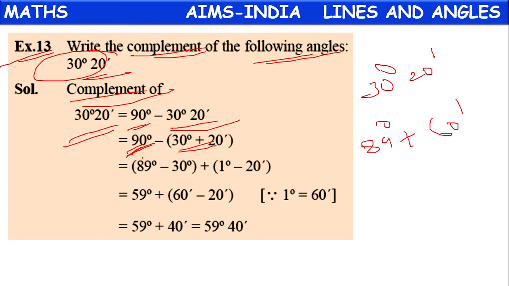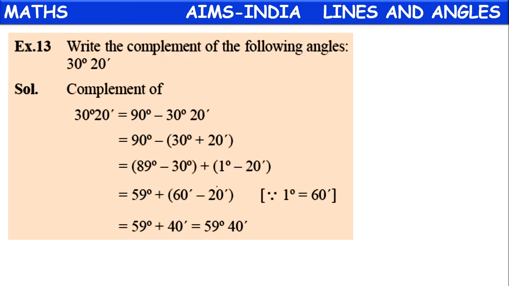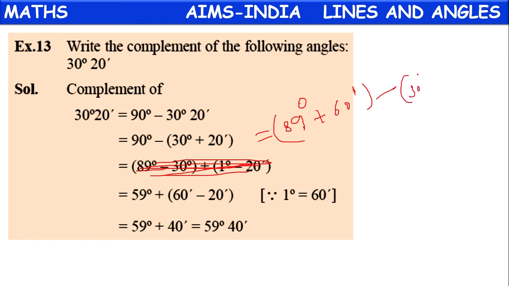One minute, children. Instead of this step, children, this step we can write directly. This 90 degrees can be written as 89 degrees plus 60 minutes minus, here we have 30 degrees plus 20 minutes.